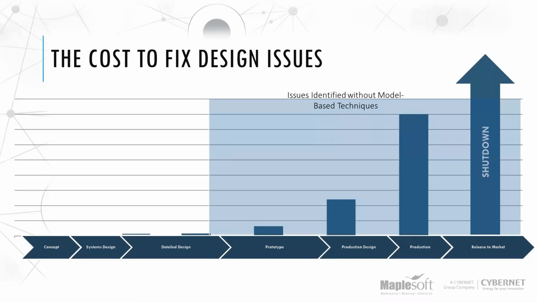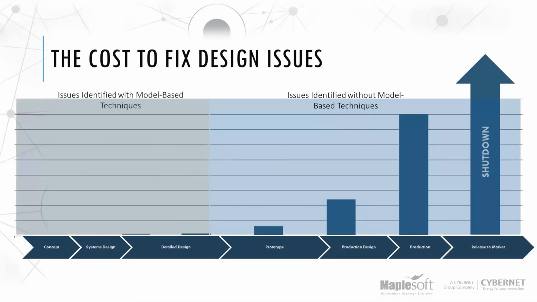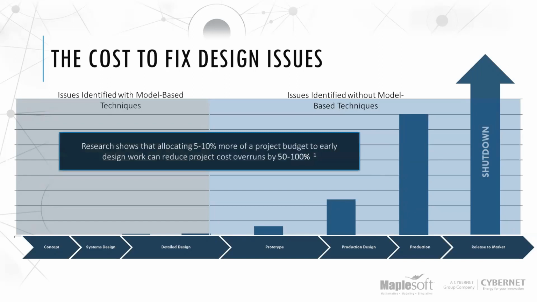And finding these costs in this blue area to the right, this is usually where you're going to find issues without model-based techniques. You know, you're looking at the physical prototype or the product, and that's where you see the issue come out. But on this side, this is where you're typically going to use model-based techniques to find your issues. This will be using tools like MapleSim or perhaps CAD or FEA tools. But this is where you're typically finding your issues before you've got a physical prototype. So as you could guess, it's going to be a lot less expensive to do that.